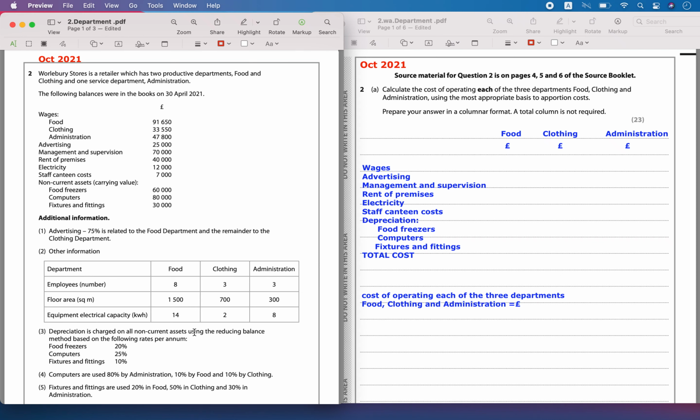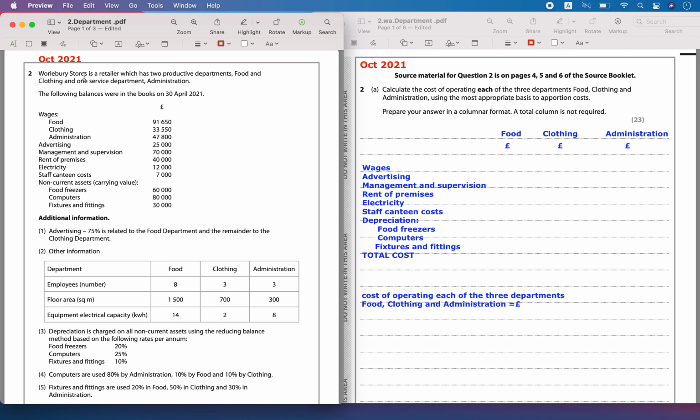Hello, today we are solving October 2021 paper question number 2 part A. Calculate the cost of operating each of the three departments: food, clothing and administration, using the most appropriate basis to apportion the cost. Prepare your answer in a columnar format. The total column is not required.